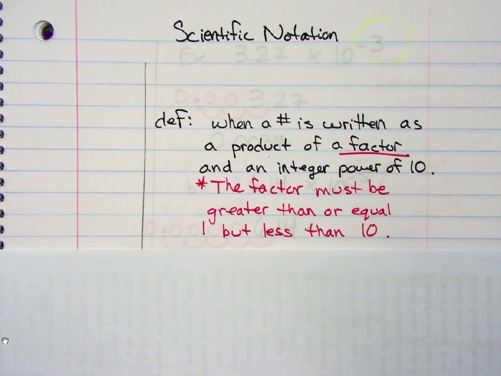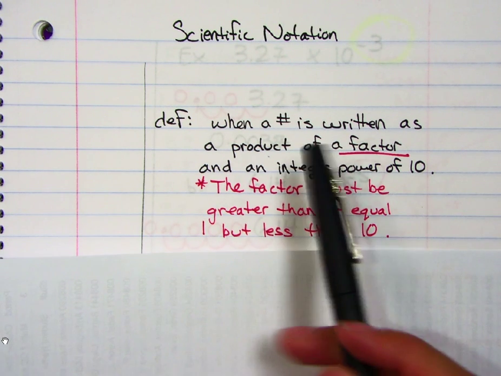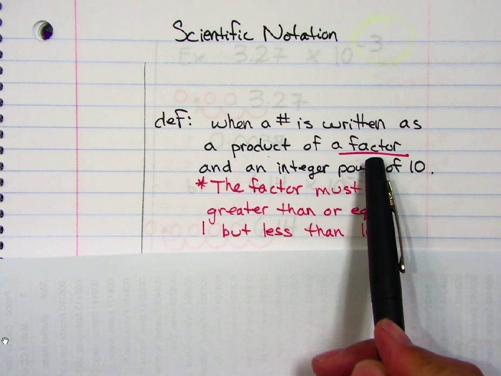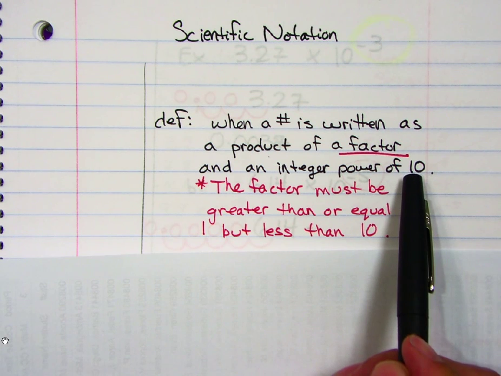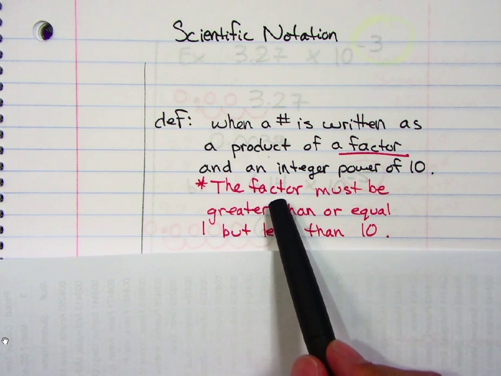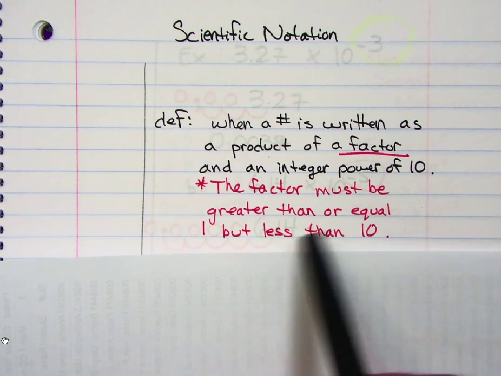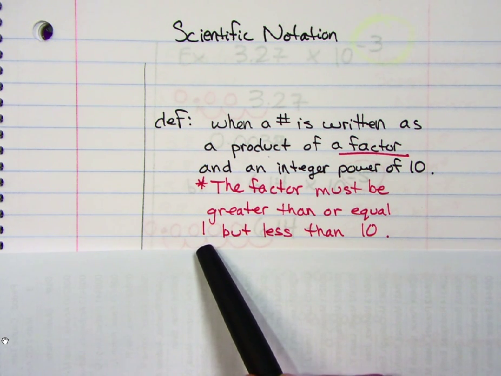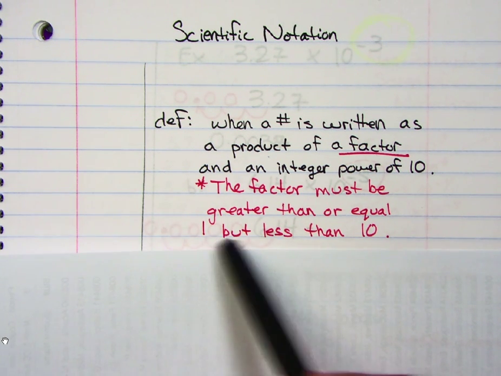Okay, so this is a quick review of scientific notation. I want to remind you the definition is when a number is written as a product of a factor and an integer power of 10. The factor, the front part, must be greater than or equal to 1, but less than 10. So it's got to be between 1 and 10.